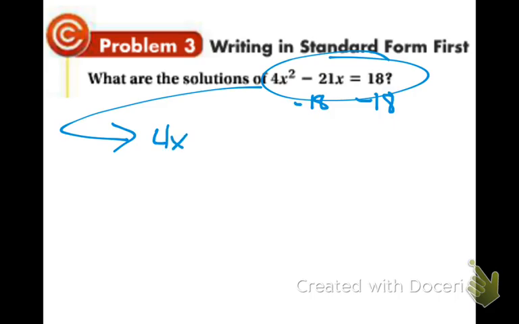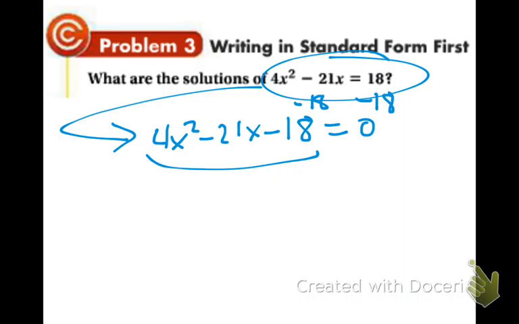So you want to move or get rid of the 18 by subtracting 18 from both sides, mathematically speaking. So then we have 4x squared minus 21x minus 18 is equal to 0. All right, we're in business. We have to factor this one out.